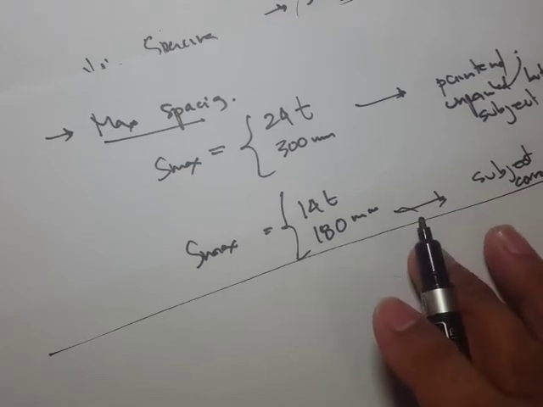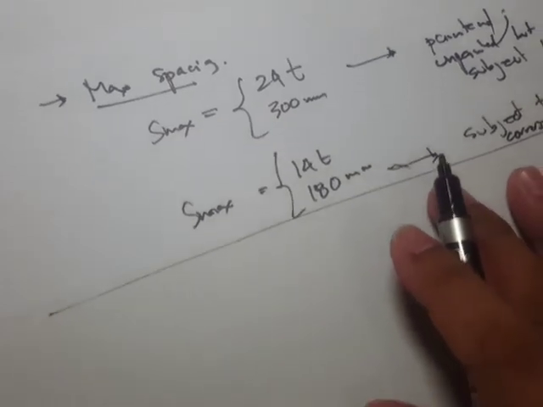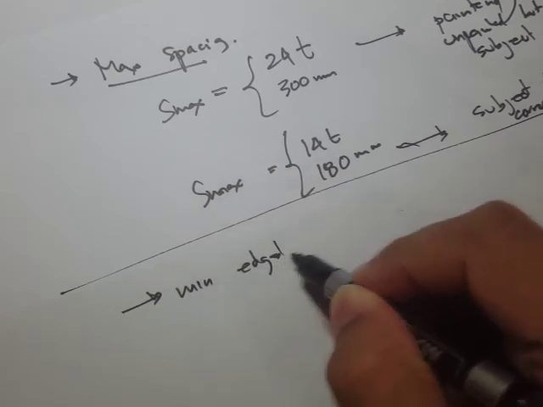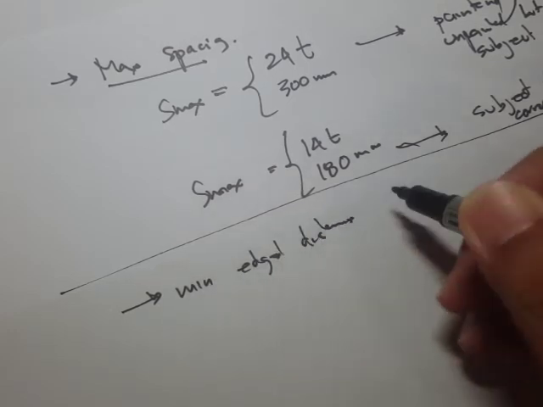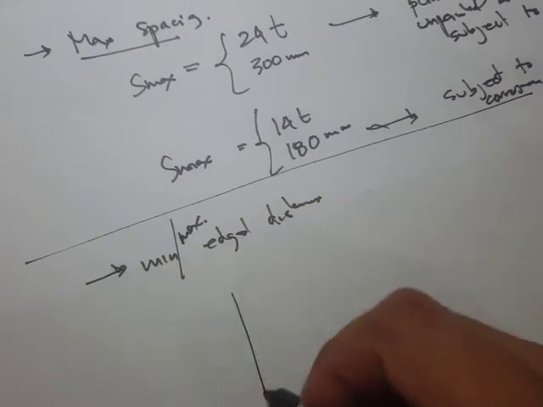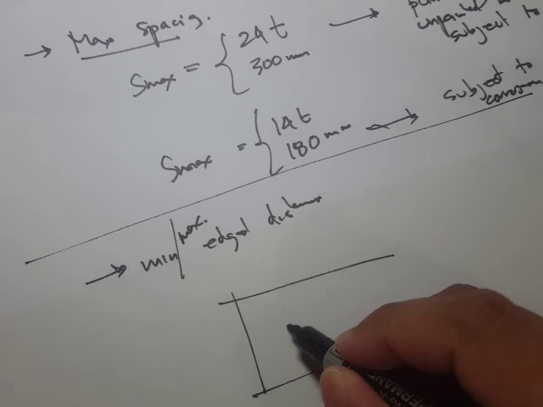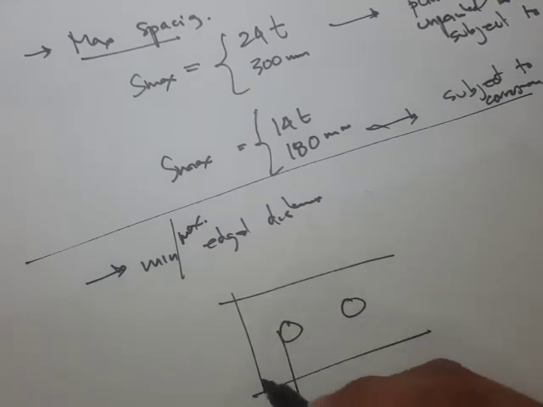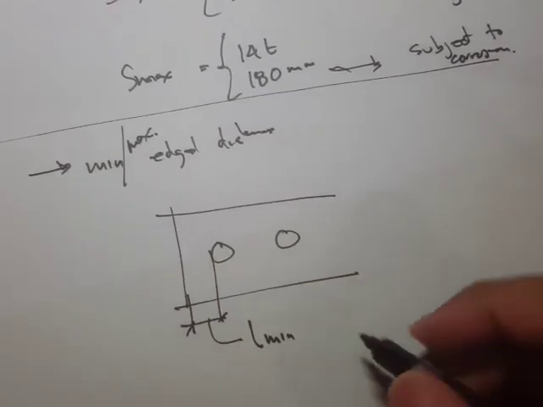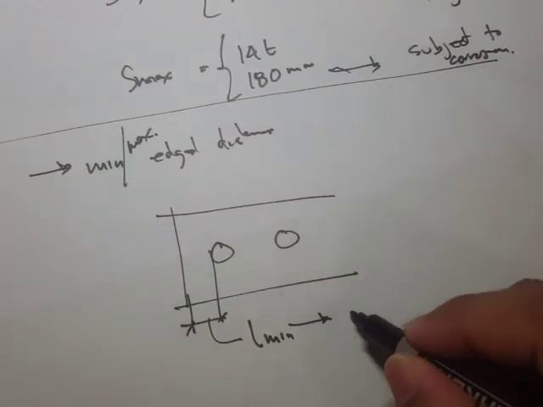Now the edge distance, the minimum or maximum edge distance. So meaning, for example, this is our plate and this is our bolt. Then what's going to be the minimum here? So we'll have the minimum, the L minimum. This can be obtained from the table.